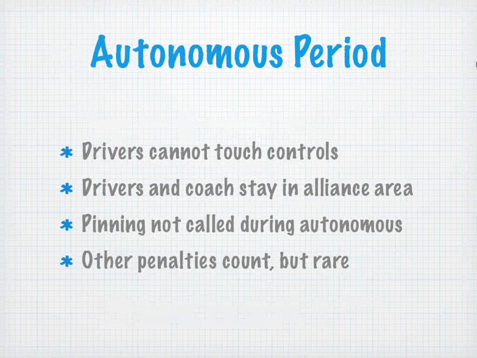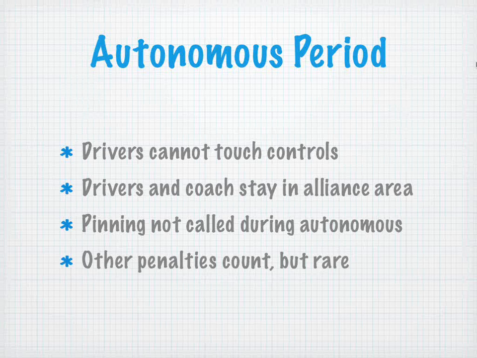Now, during the autonomous period, the drivers are still not allowed to touch the controls. The drivers and the coach have to stay in the alliance box. Pinning is not called during autonomous. We'll talk about pinning. Basically, that's where one robot jams into another and keeps it from moving.